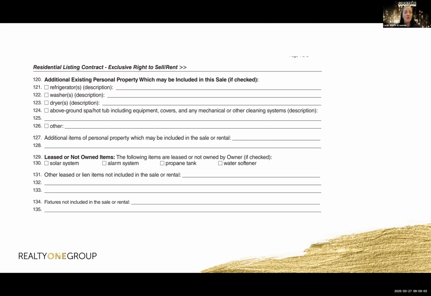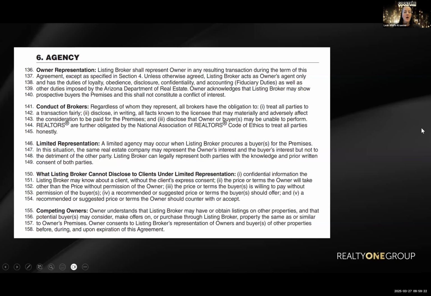The following items are leased or not owned. So they're going to mark those things here, but then they're also going to reiterate that in their SPDS. Other leased or lien items not included in the sale or rental, and then fixtures not included in the sale or rental, so that we can indicate that on the MLS and make sure that's appropriately reflected on any offers we receive. All right, before I get into agency, any questions about fixtures and personal property?